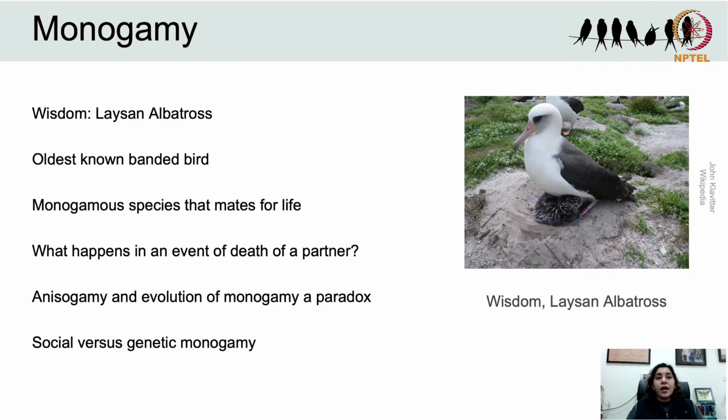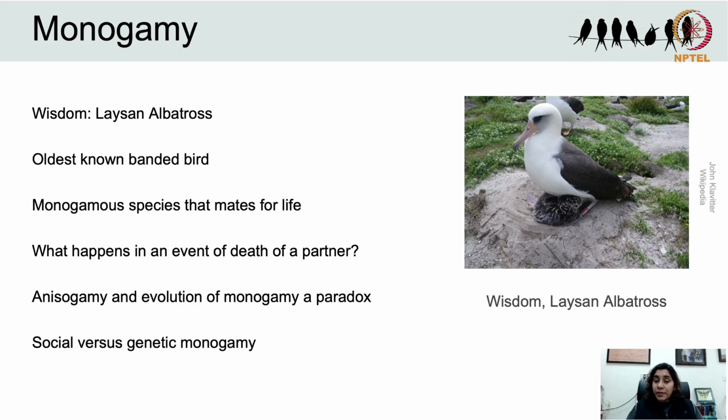We know that 90% of bird species are monogamous. In the picture here, you can see a female Laysan albatross, Wisdom, who was first banded in 1956. That makes her the world's oldest known banded bird. She has had over 30 chicks, and the most recent one is with her long-term mate Akeakamai in the spring of 2021, at the incredible age of 70 years. Laysan albatrosses are known to be a monogamous species that pair for life. If a mate dies, a new mate may be acquired.